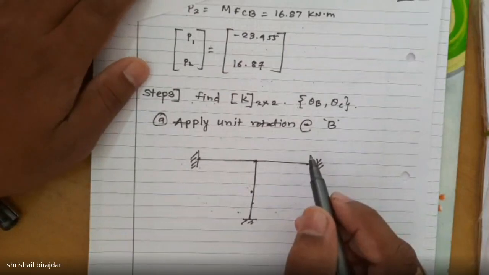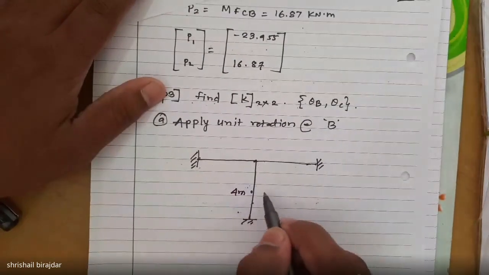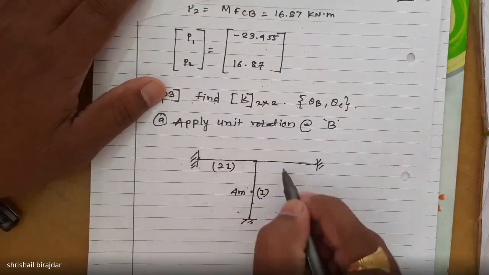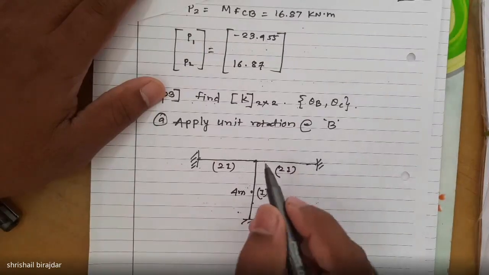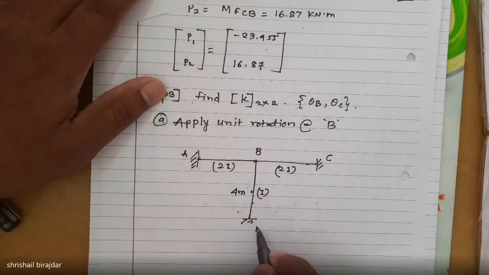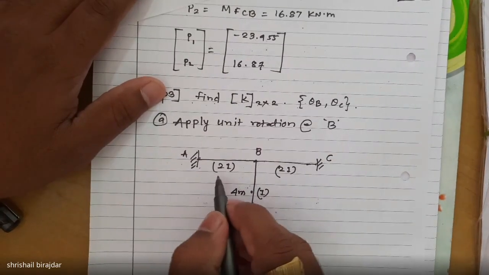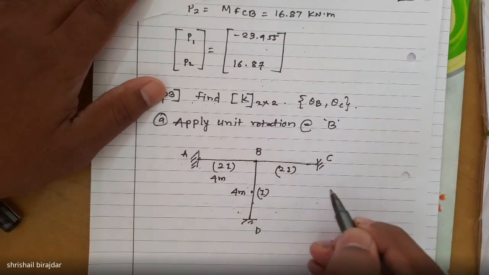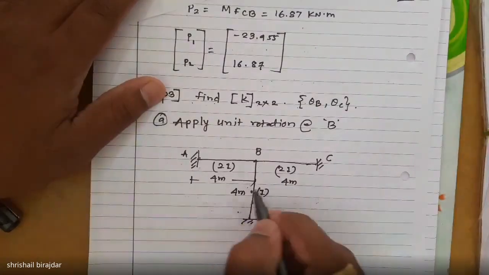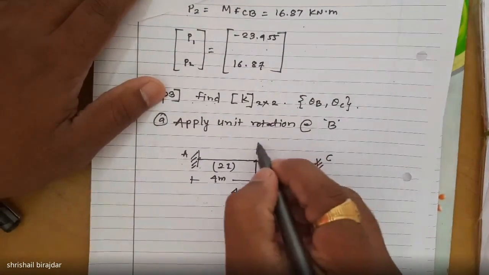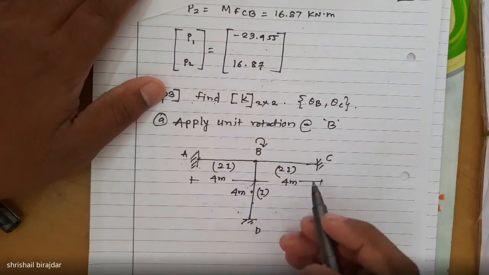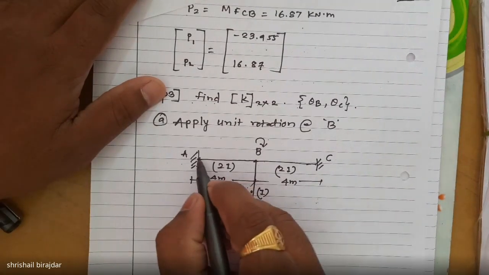For this, you take this frame once again. Okay, this is the problem. 4 meter. Okay, I, 2I, A, B, C, D. Here also you will have the 4 meter. Here also you are having the 4 meter span. Okay. I'm just applying unit rotation here. After applying unit rotation at B, this particular frame is deflected like this.